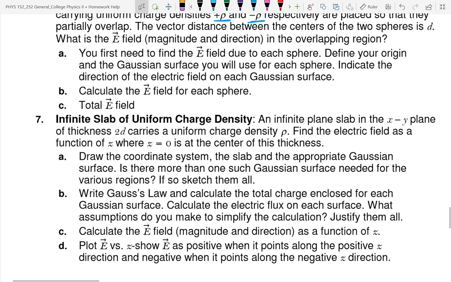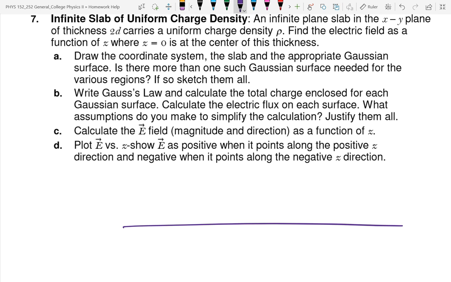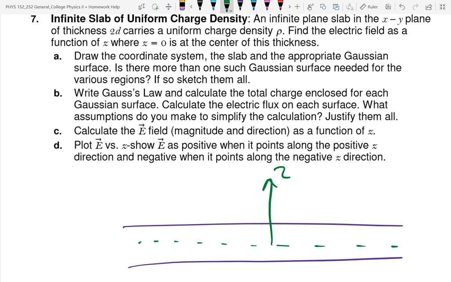Okay, now the last one. I want to look at this. You have a slab that goes on forever that has a uniform charge density, and we want to measure the electric field as a function of the height z. This has a thickness of 2d, so here's d, and here's d, thickness of 2d. And so now we look at this and we're like, well, what kind of symmetry do I have here? Clearly I have some kind of planar symmetry here. How do I choose a Gaussian surface that's going to work for this?